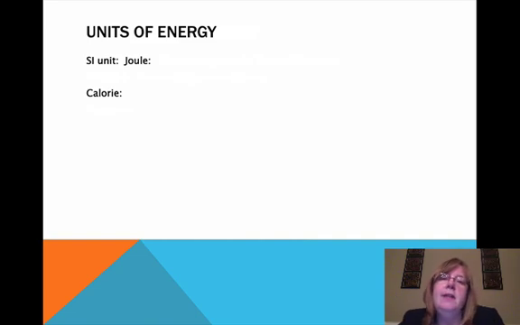The units of energy, there are several different units, but the most common one is the joule. That's the SI unit, and you can add any prefix you want to that, kilojoule, millijoule, whatever works with the magnitude of number that you're working with. There's also a unit calorie, and actually the calories in food are actually kilocalories.